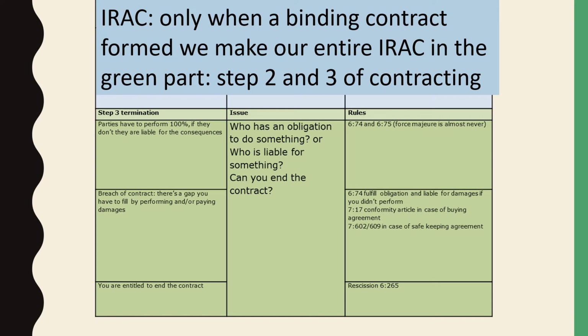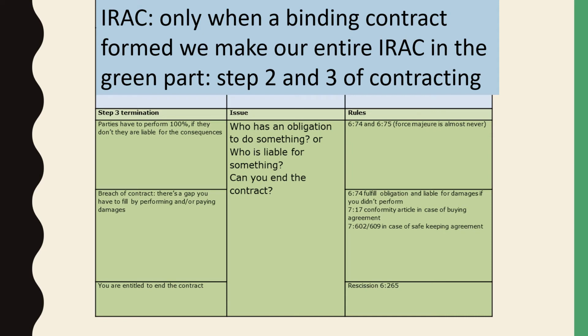And also, if you perform but the other one didn't, you have a right in the end to end the contract and of course get your damages refunded. You do not have to stay in a contract if the other person is not performing. And that is what we look at. Then we take this to our analysis.